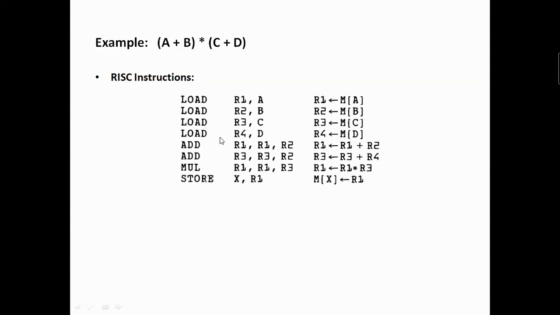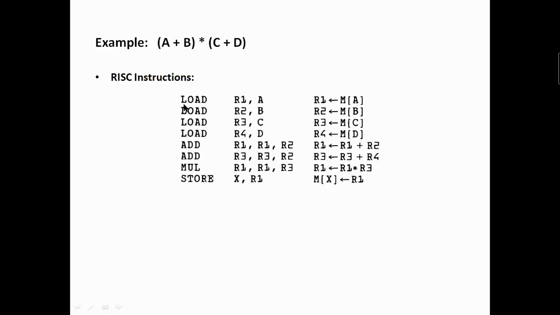And RISC computers usually have a combination of various things. For example, for communicating with the memory, that is load and store, it will have a two address format. And for performing the computational operation, it will have a three address format.